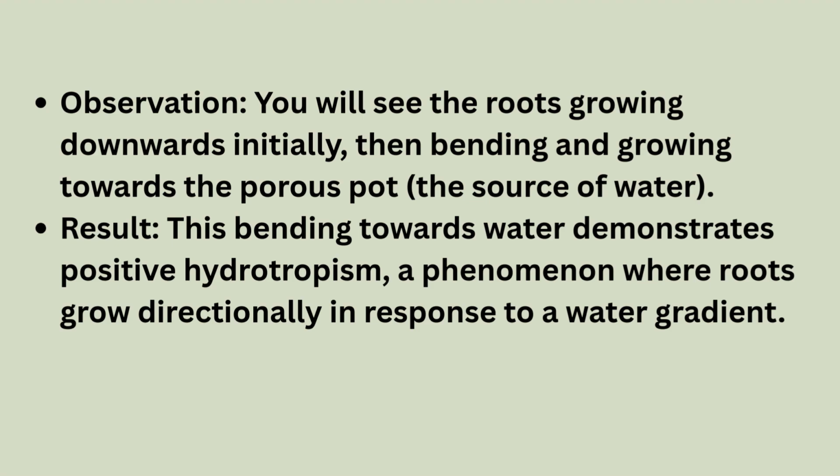growing downwards initially, and then they will bend and grow towards the porous pot, that is the source of the water. This bending towards the water demonstrates positive hydrotropism, a phenomenon where the roots grow directionally in response to the water gradient.